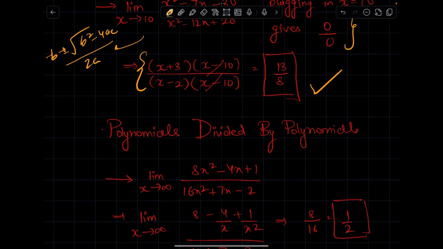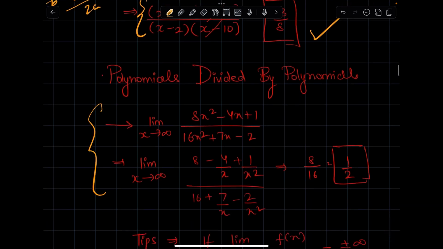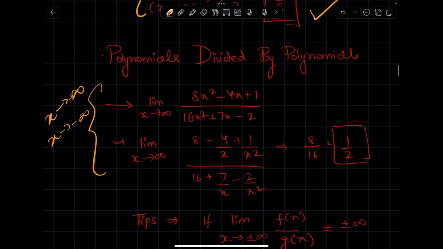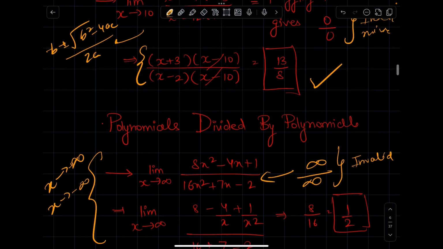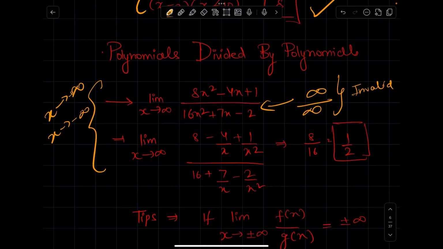Now, polynomials divided by polynomials: this is strictly for when x approaches infinity or negative infinity. Right here in this question, 8x squared minus 4x plus 1 upon 16x squared plus 7x minus 2. If you were to input x equals infinity, you would get infinity by infinity, which is invalid again. 0 by 0 and infinity by infinity, all of these are indeterminate forms. So how are we going to solve this?